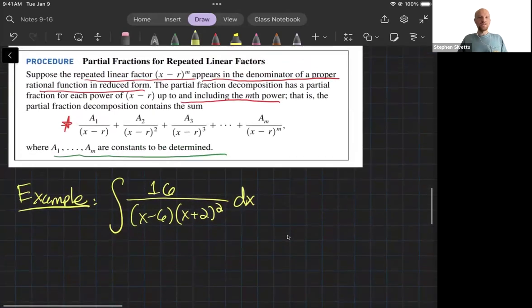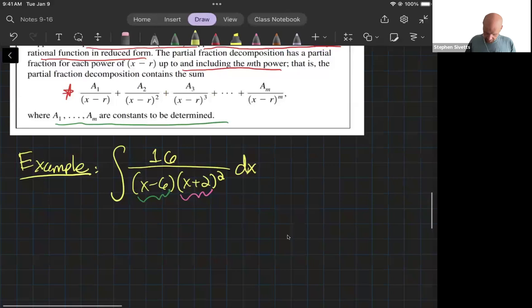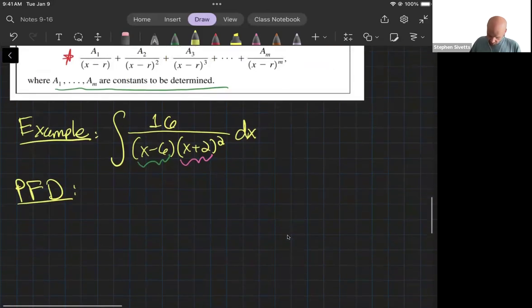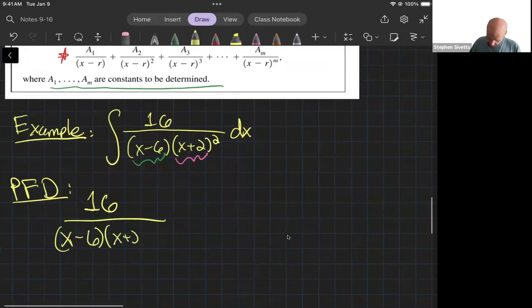Okay, so I guess you had some time to go over this example. If not, that's okay. I'll go over this in its entirety. So what we have here is one separate factor, x minus 6, and a repeated factor, x plus 2. So first, the denominator is factored, so good, that's step one. So the partial fractions decomposition is the following. If I have the left-hand side, 16 divided by x minus 6 times x plus 2 squared.